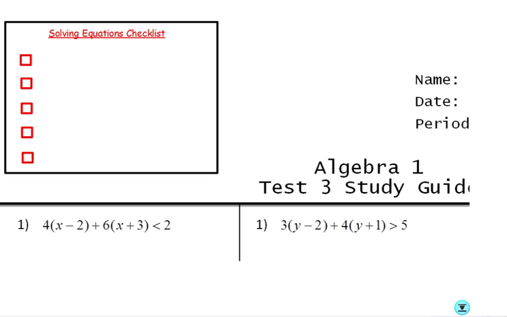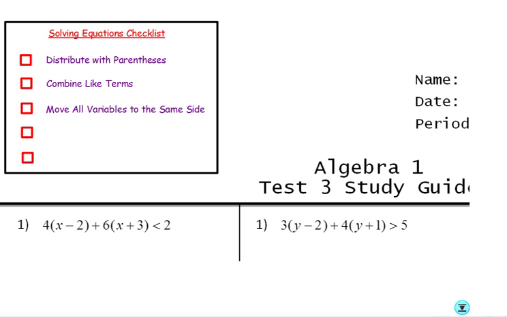First thing I'd like you to write down on our checklist is that we always want to check to see if there's parentheses. If we see parentheses, parentheses means to multiply, so we're going to want to distribute. After we check for any parentheses that we need to get rid of by distributing, we want to see if we can combine any like terms. Like terms are same number with same number, or same variable with same variable, and we'll see those in a couple of the problems.